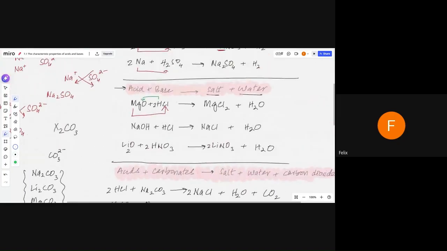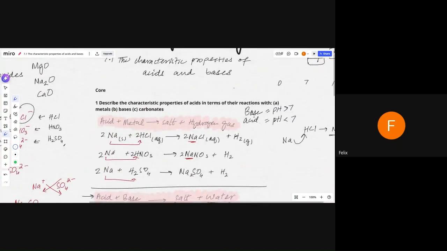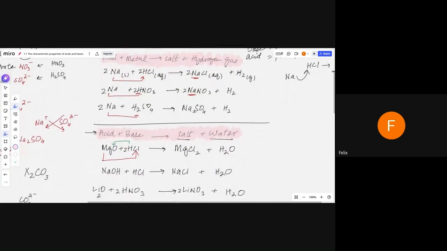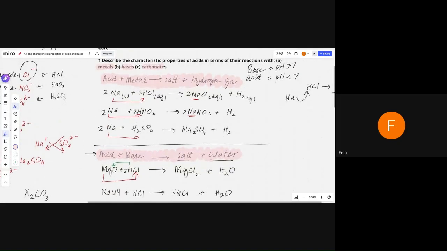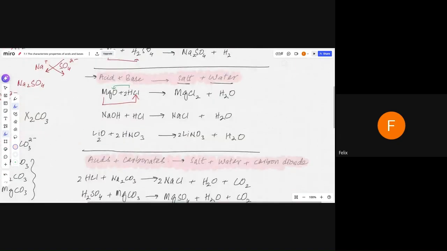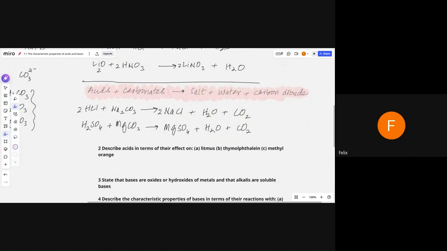Now, yeah, so we have covered all three. So the topic was to describe the characteristic properties of acids in terms of their reactions with metals, bases, and carbonates, right? So we discussed what a base is, what an acid is, and what a carbonate is, and how acids react with all three of them. So in our next video in the series, there will be an exclusive past paper practice based on 7.1, the characteristic properties of acids and bases, right?